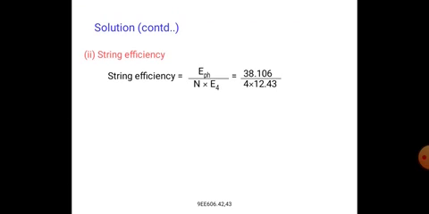So the string efficiency for this conductor is 76.64 percent. That is, string efficiency is equal to E phase by N into E4, that is 38.106 by (4 into 12.43), that is 0.7664, that is equal to 76.64 percent.